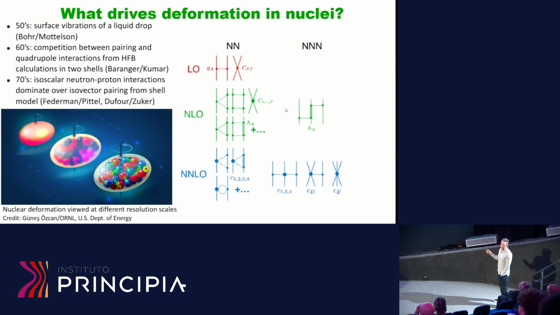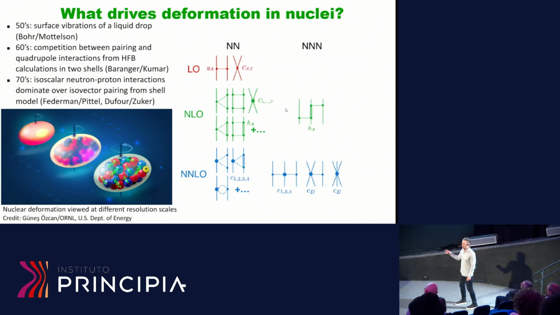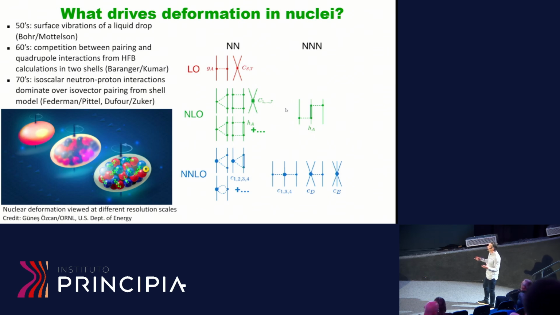So in the last part, I would like to address a question that we have tried to answer, or shine some light on: what drives deformation in nuclei. We know from a long history of phenomenology, going back to the 50s, how deformation emerges in different models. We have the Bohr-Mottelson model. We also have the competition between pairing and quadrupole interactions from HFB. In the 70s, we have the isoscalar neutron-proton interactions dominating over isovector pairing from the shell model, and so on.